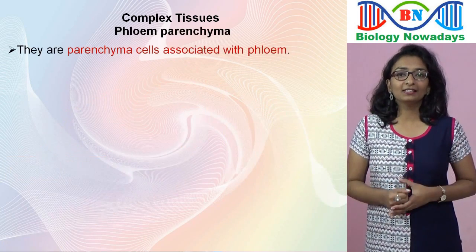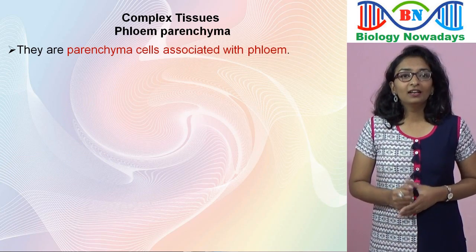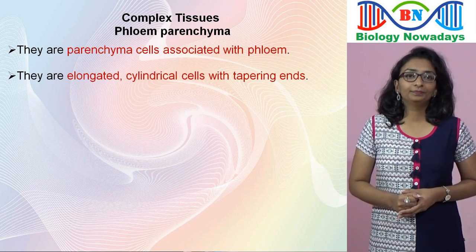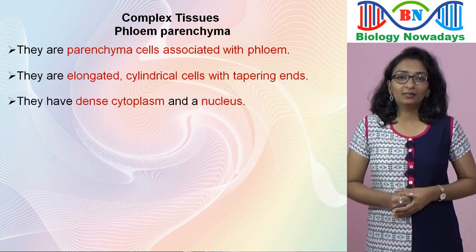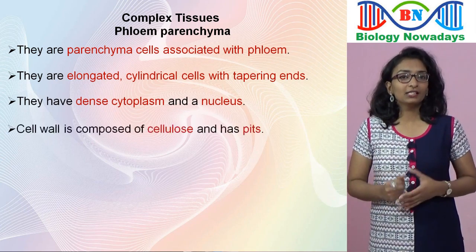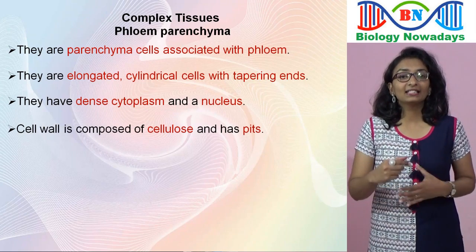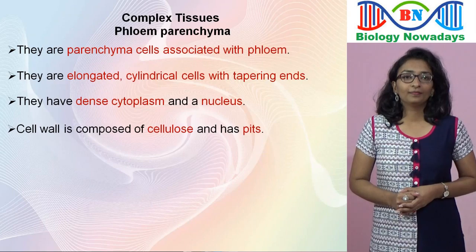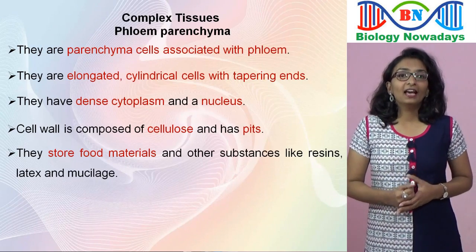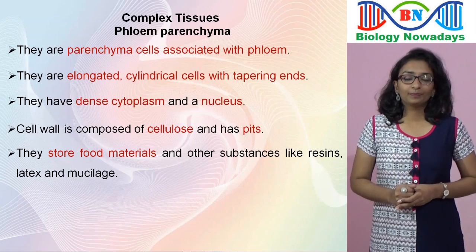They are the parenchyma cells associated with phloem. They are living, thin-walled, elongated cylindrical cells with tapering ends. They have dense cytoplasm and a nucleus. The cell wall is composed of cellulose and has pits through which plasmodesmatal connections exist between the cells. The phloem parenchyma stores food materials and other substances like resins, latex and mucilage.